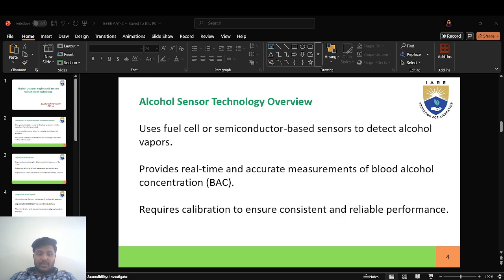It requires calibration to ensure consistent and reliable performance. Over time, the sensor's accuracy may gradually change due to dust, temperature, aging, or repeated use. Calibration means adjusting or resetting the device so it continues to give correct readings. It's like tuning a musical instrument to make sure it produces the right notes. Regular calibration helps the sensor stay reliable and trustworthy.